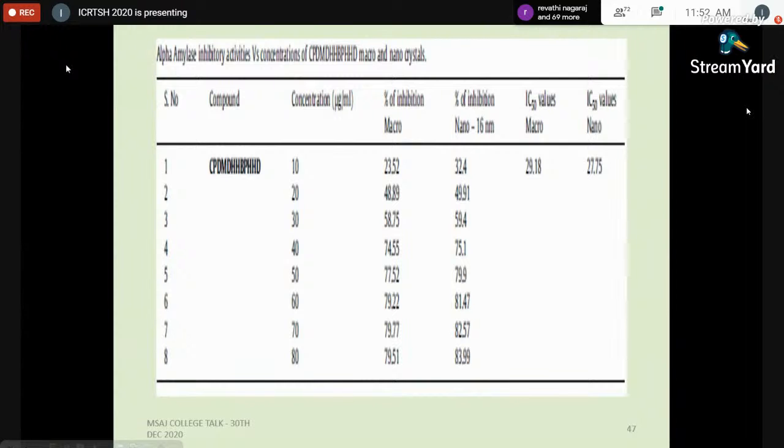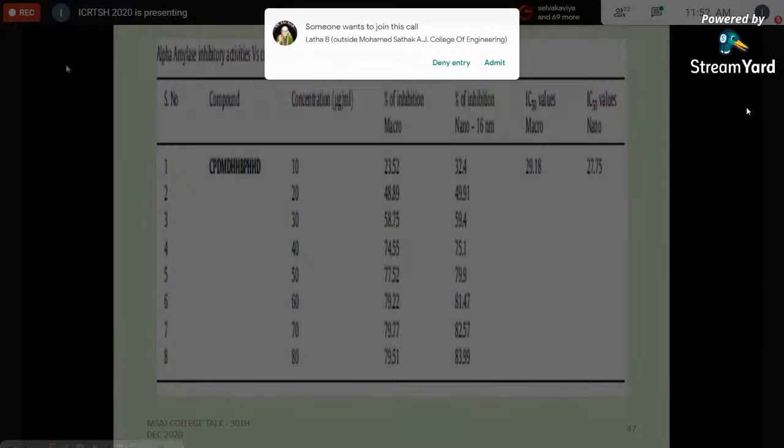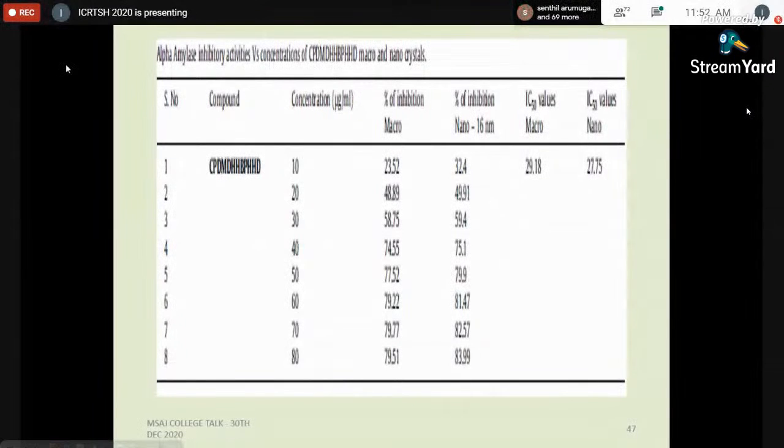Alpha amylase inhibition concentration. Inhibition versus concentration of the CPD crystal. We have 27 for nano and 29 point for macro. So the nanoscale is preferred for this particular CPD crystal for anti-diabetic property compared to the macro scale.